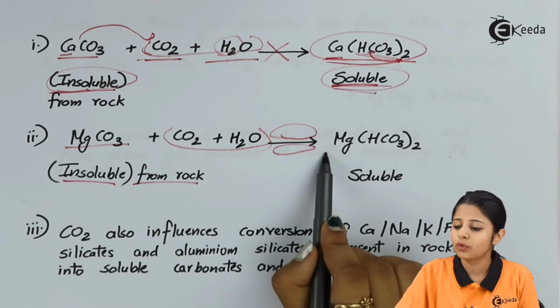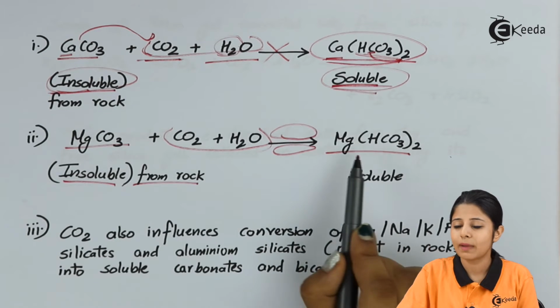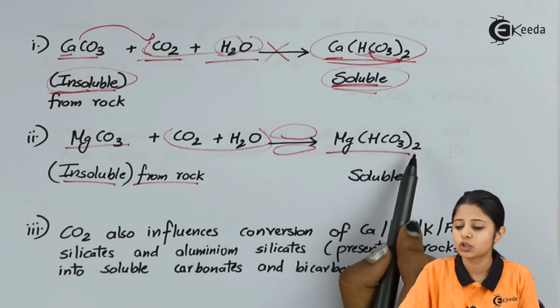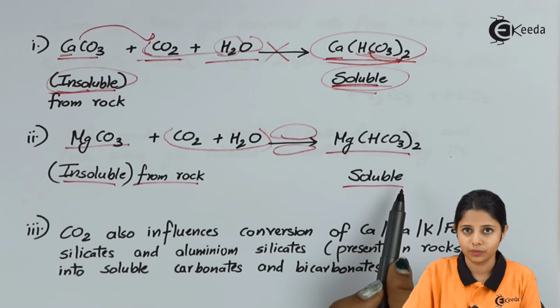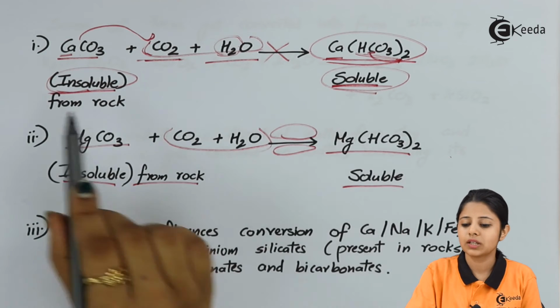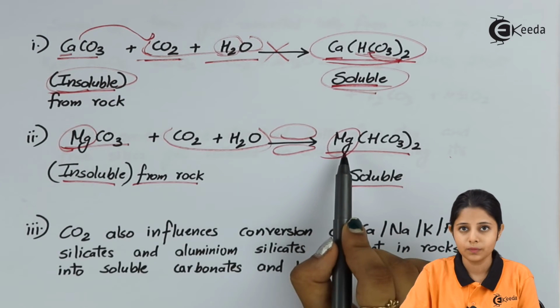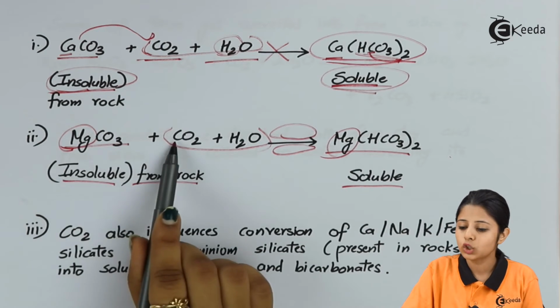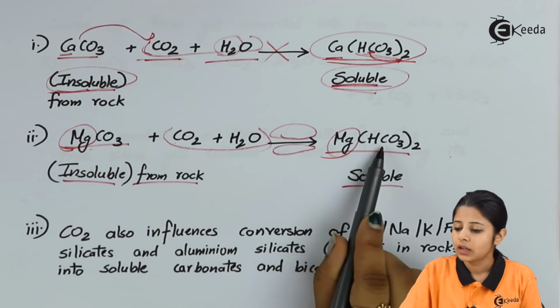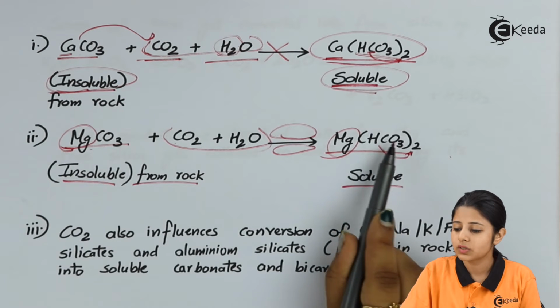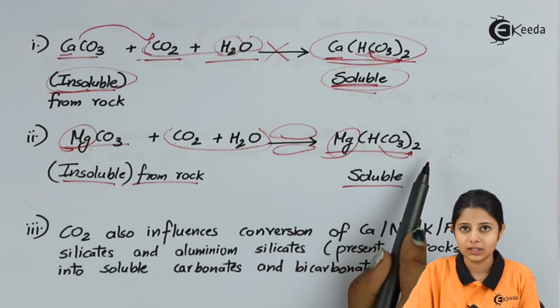It will immediately form Mg(HCO3)2, which is magnesium bicarbonate, and this magnesium bicarbonate is soluble in water. If you see the balancing of this reaction, I have 1 Mg on the reactant side, 1 Mg on the product side. I have 1 and 2 carbons on the reactant side. I have 2 carbons on the product side because this entire HCO3 is twice.